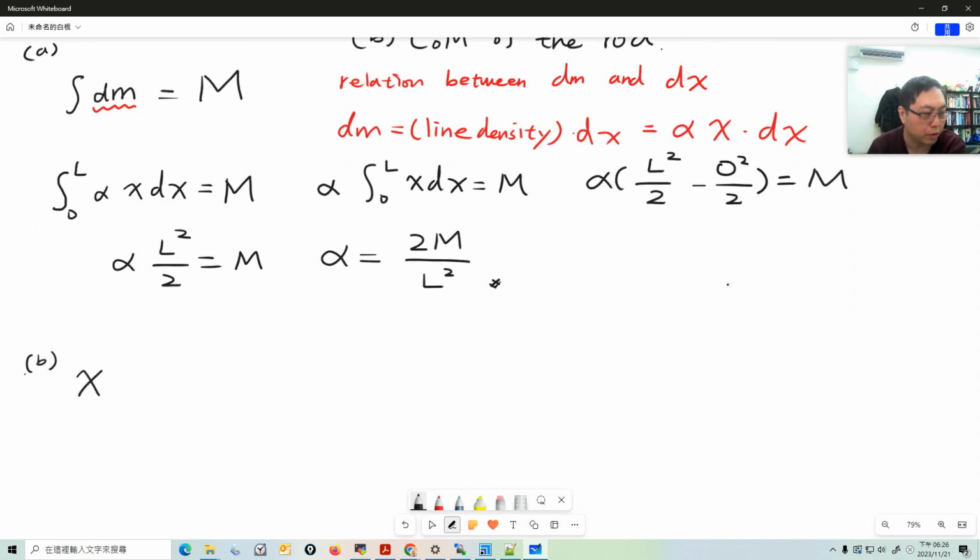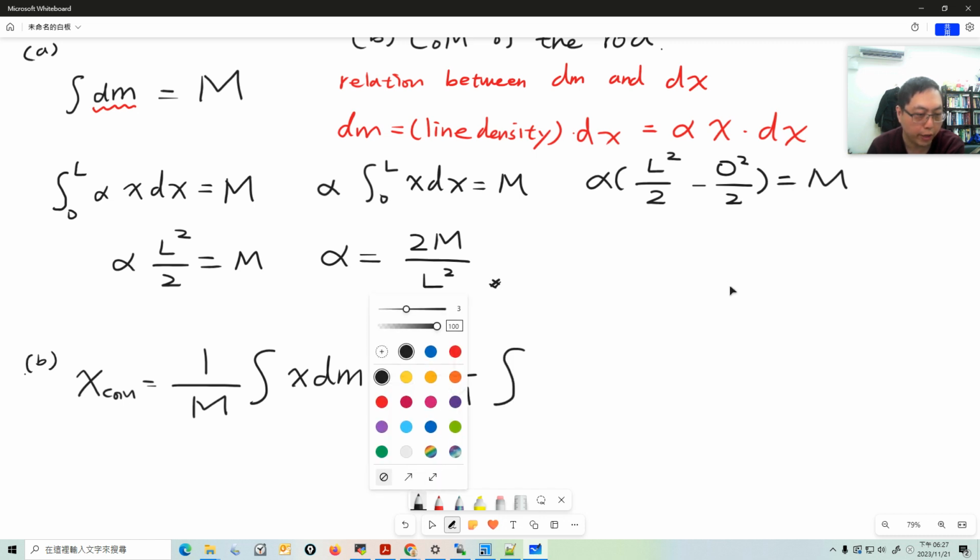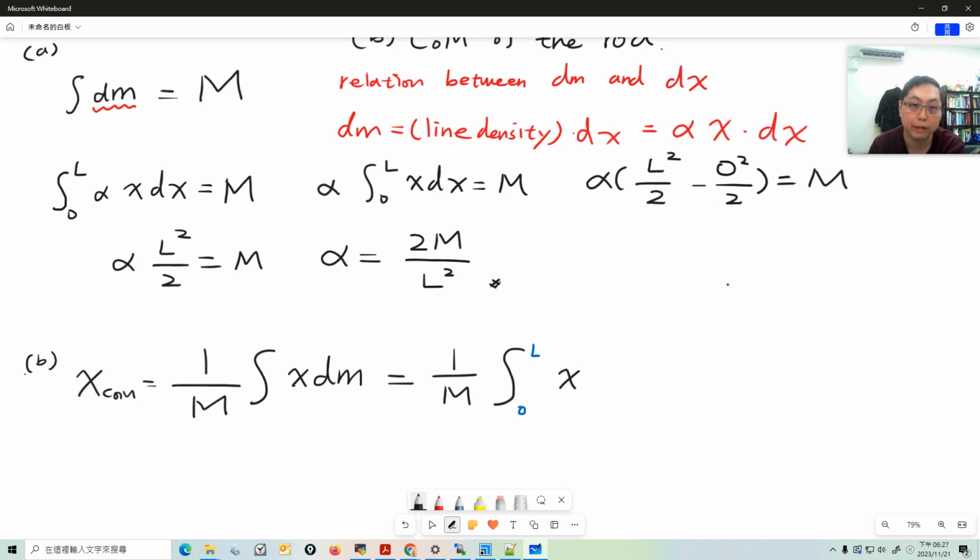So, what's the formula? Do you remember that? It's 1 over capital M, where the total mass is M, times the integration of x delta M. The 1 over capital M is no problem. For the integration, we have the range 0 to L. Be careful, 0 to L. And x, you just leave it there. Don't do anything. And delta M, we say delta M is equal to line density times dx.